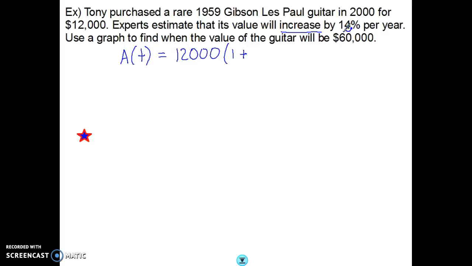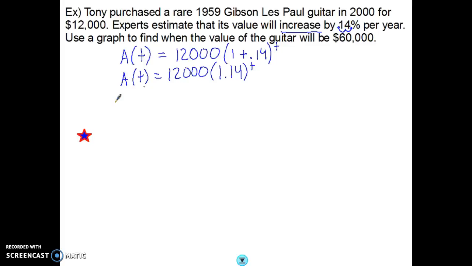Well, 14% as a decimal is 0.14. And t is just t still. Again, we can simplify that slightly. A of t equals 12,000 times 1 plus 0.14, which is 1.14, to the t. In this case, we want to estimate when the guitar will be worth $60,000. In other words, when is our output, A of t, $60,000?